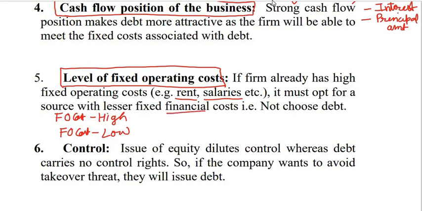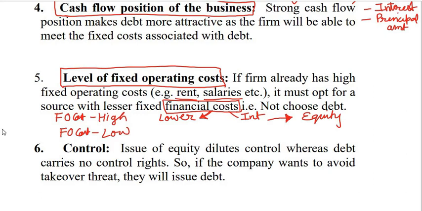Now, what do you mean by financial cost? It is the cost of issuing debt. So you know that when you take debt, you need to pay interest. So that cost is called as financial cost. So please see, if your fixed operating cost is high, what you do is you try to lower down your financial cost. So if you have to lower down your financial cost, means you are not going to take something which is going to increase the financial cost or interest. So in this case, the firm is going to go for equity.